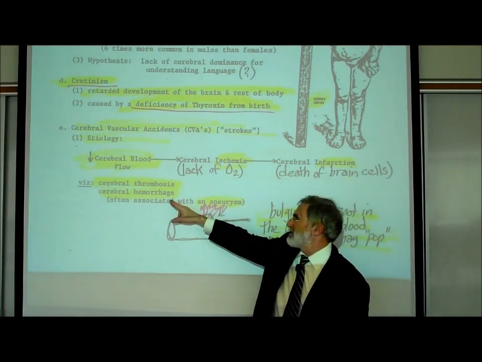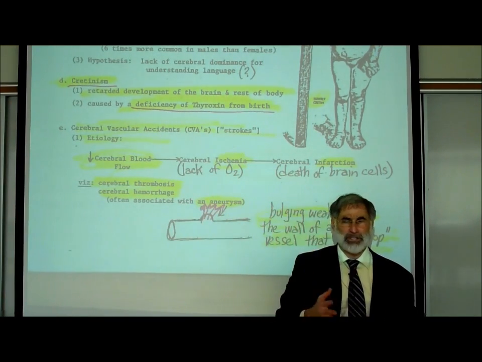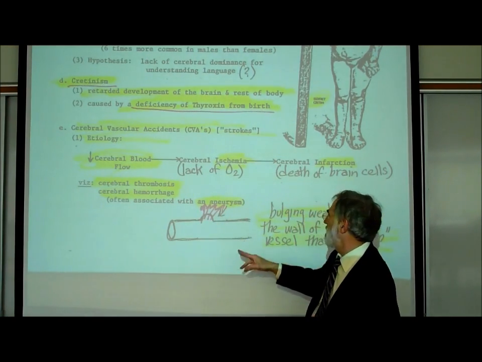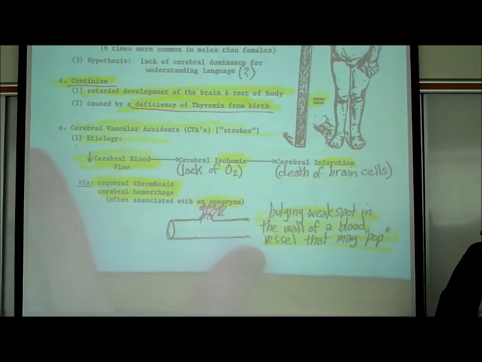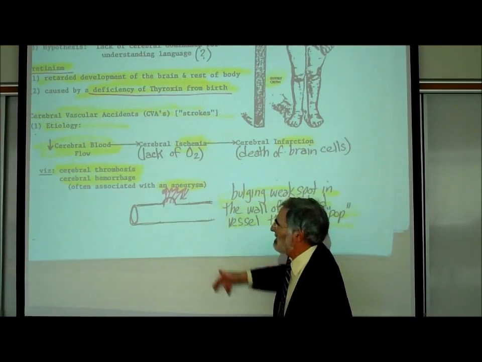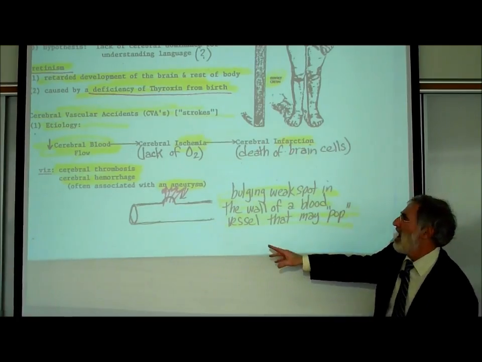This might be because of high blood pressure causing a bursting of blood vessels in the brain, or it might be associated with what's called an aneurysm. What's an aneurysm? An aneurysm is a bulging weak spot in the wall of a blood vessel.